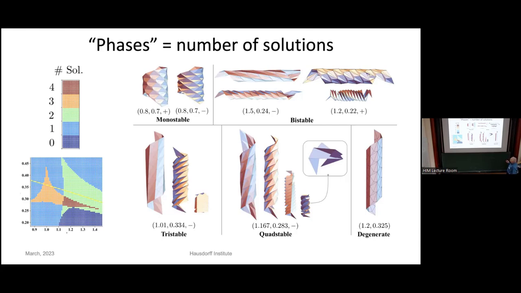So this is the bistable case, again, with the minus and the plus. So this would be considered two solutions. This would come from this green region, and this is tristable, but with the minus. I hope the notation is clear. It's just a notation. And also there are even places that are quad stable.